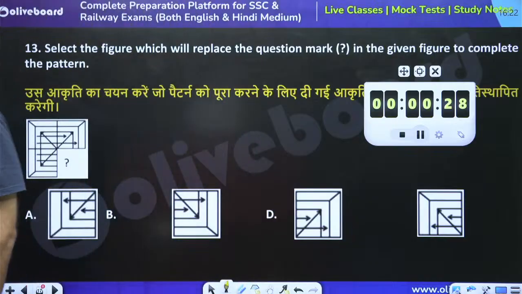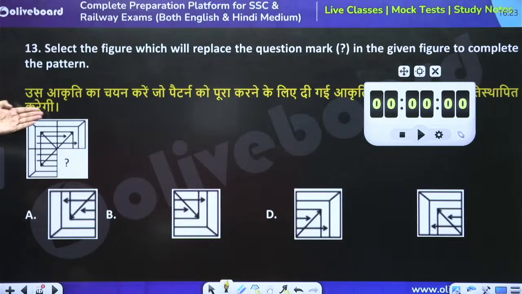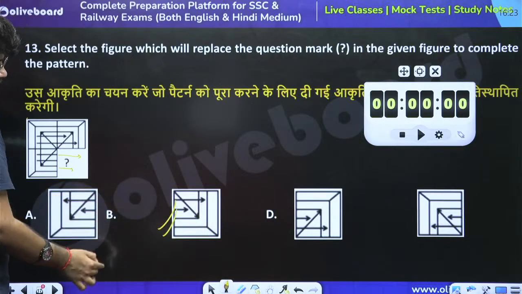Pattern completion. Correct, absolutely right. Yes, that's what I'm telling you. We have revised, we have done this question before. So here, this is the mirror image. For the mirror image of this, the water image, I mean, longer arrow on the top, smaller arrow at the bottom. So only happening here. So this is the correct answer.